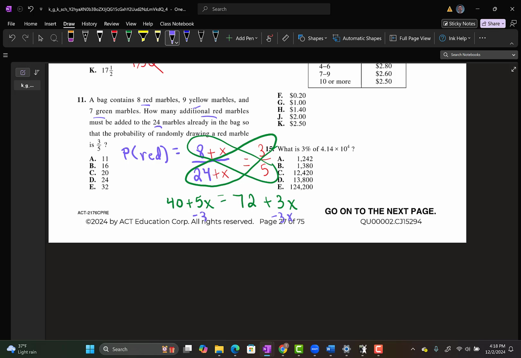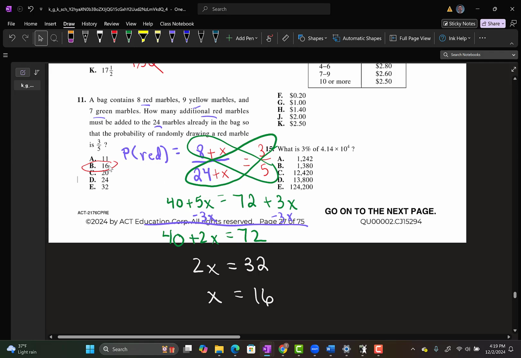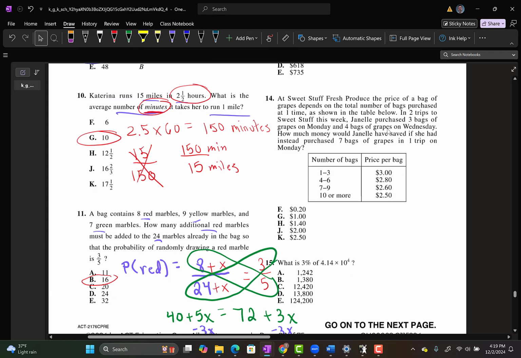Subtract 3X from both sides. We're going to get 40 plus 2X equals 72. Subtract 40 from both sides. We get 2X equals 32. Divide both sides by 2. 16 additional red marbles to make this equal 3/5. You could have worked it backwards. Maybe it was quicker. Since the answer choice was B, it probably was.